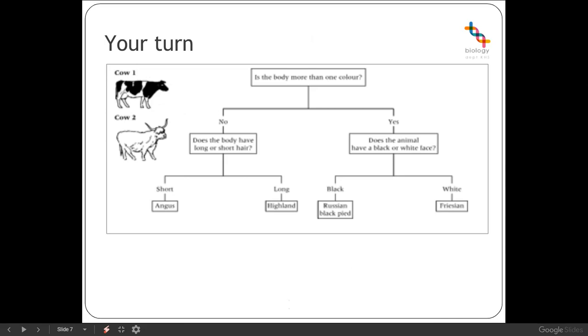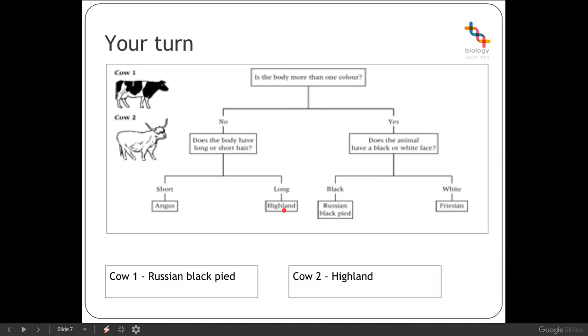So hopefully you've worked your way through both of those. So we'll have a quick look at the answers. If we look at cow 1, is the body more than one colour? Yes, it is. Does the animal have a black or a white face? It's got a black face, so therefore it's a Russian black pied. Taking our second cow, is the body more than one colour? No, it doesn't. Does the body have long or short hair? It's got long hair, so therefore it's a Highland cow. So cow 1 is a Russian black pied and cow 2 is our Highland cow. So correct those in your booklets for me just now.